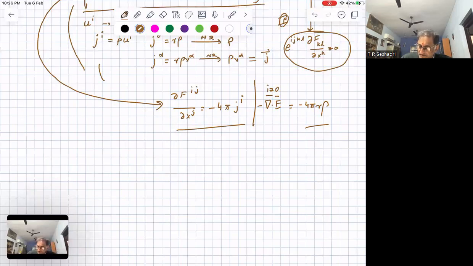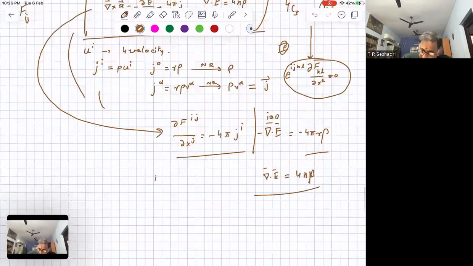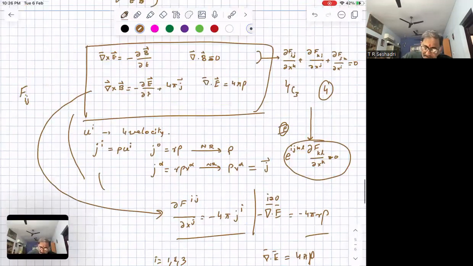Is that okay? So I have got in the non-relativistic limit, del E is equal to 4 pi rho, which is my Maxwell's equation. In a similar way, if I take i equal to 1, 2, 3, I will get this set of equations also. Okay, I think I'll stop with this.